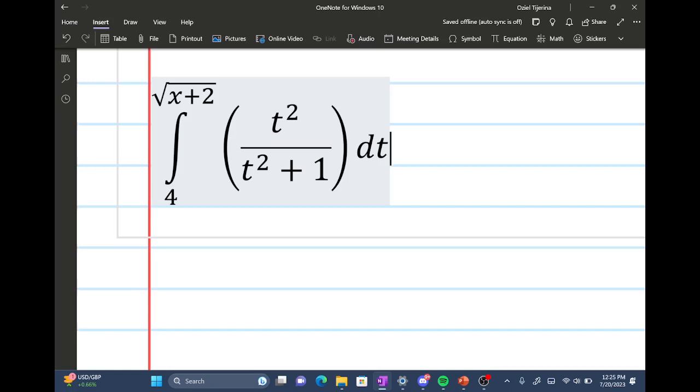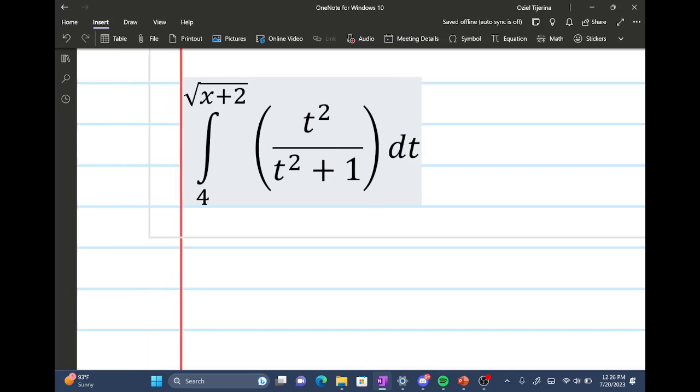To make it very clear on how to do these, I decided to make a video because this is a topic that I personally always forget how to do, and I think it'll benefit you guys who are in calculus. Okay, so we have the integral from 4 to the square root of x plus 2 of the quantity t squared over t squared plus 1.